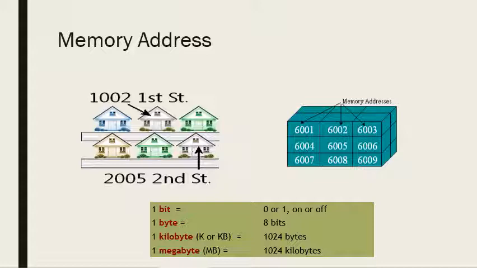or off. 1 byte is equal to 8 bits, 1 kilobyte is equal to 1024 bytes, and 1 megabyte is equal to 1024 kilobytes. You might wonder why 1024 instead of 1000 bytes per kilobyte. This is because computers do not count by tens like people. Computers count by twos, or powers of twos.